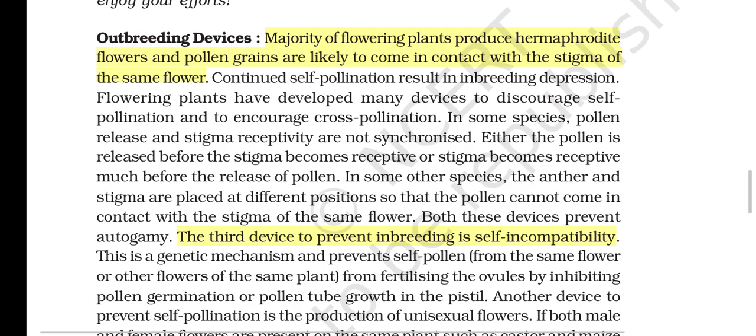The third device to prevent inbreeding is self-incompatibility. This is a genetic mechanism and prevents self-pollen from the same flower or other flowers of the same plant from fertilizing the ovules by inhibiting pollen germination or pollen tube growth in the pistil.